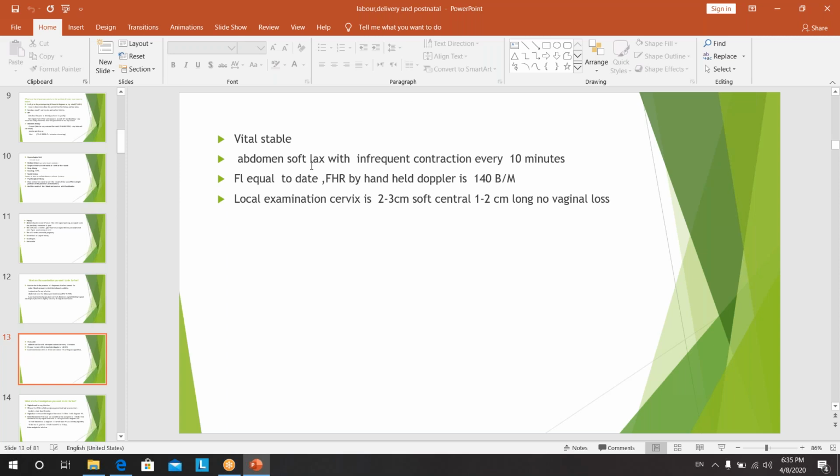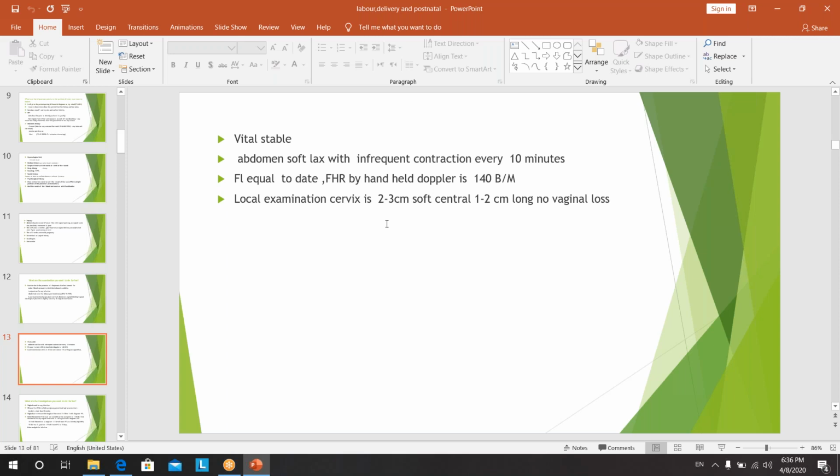By abdominal examination, the abdomen was soft, lax, with infrequent contraction every 10 minutes. The fundal level is equal to 8, and the fetal heart rate by handheld Doppler is 140 beats per minute. On local examination, the cervix is 2 to 3 cm, soft, central, and 1 to 2 cm long, with no vaginal loss. Okay, from this examination, you will suspect that this patient has preterm labor because the cervix is 2 to 3 cm, soft and central.